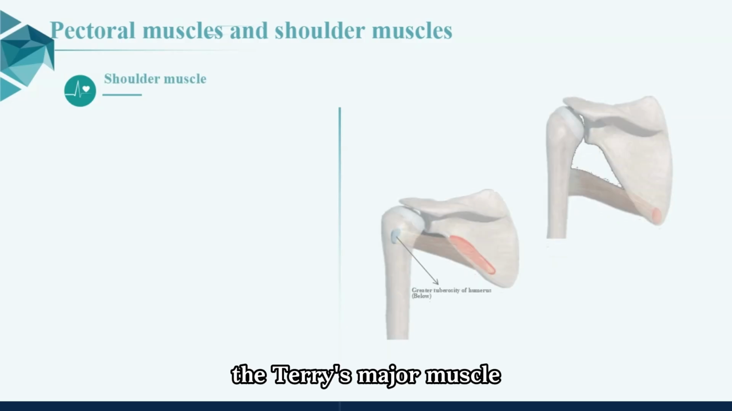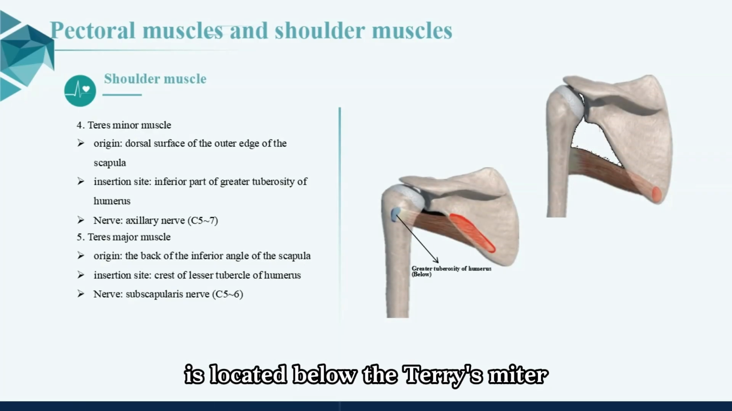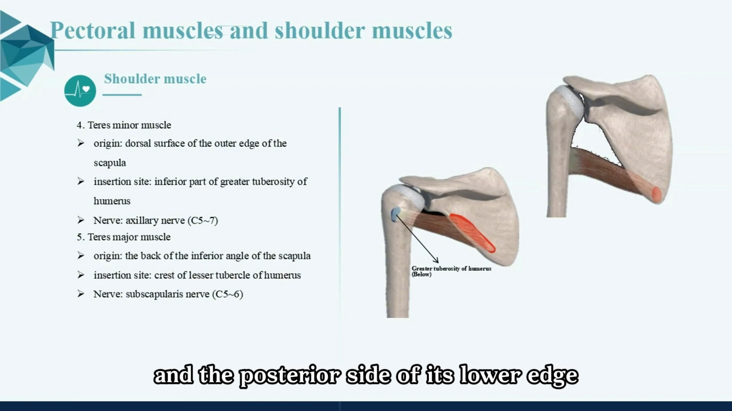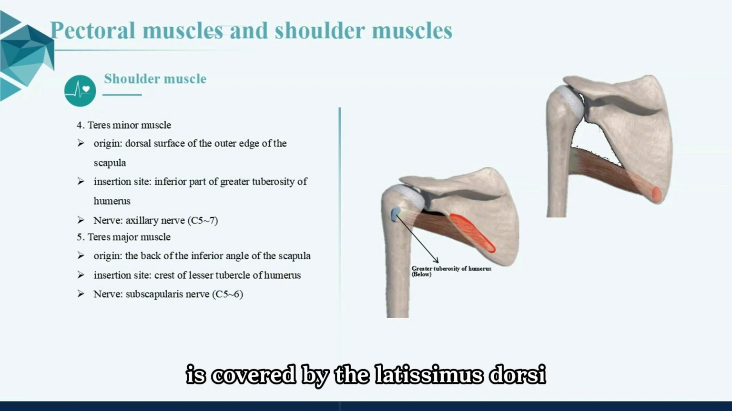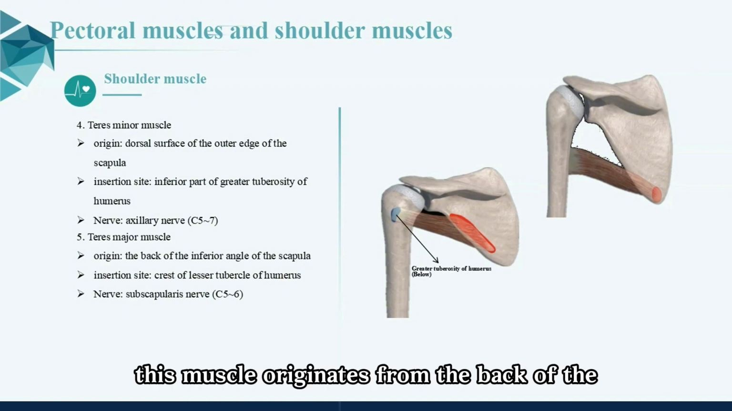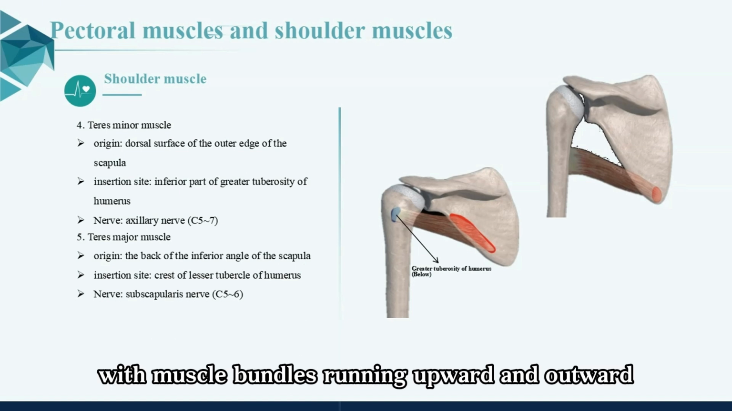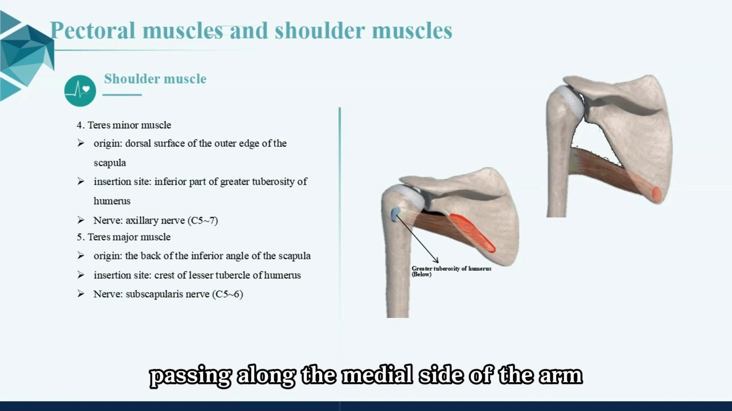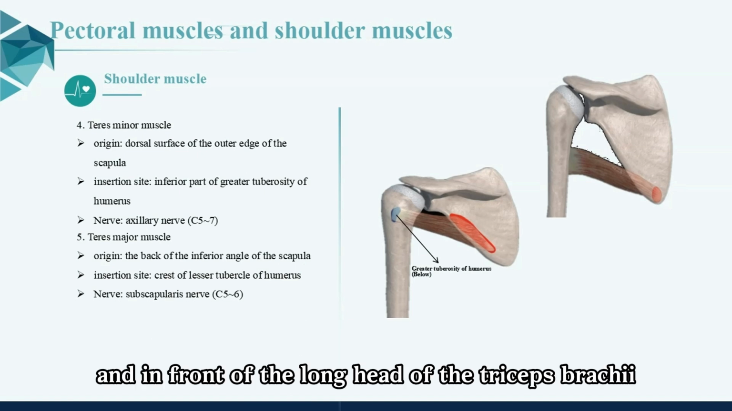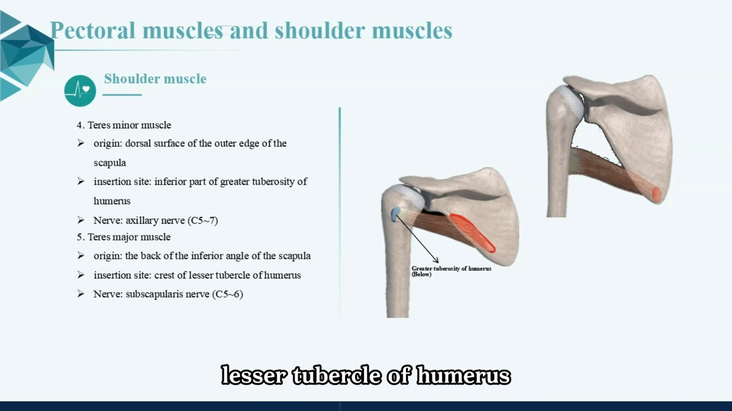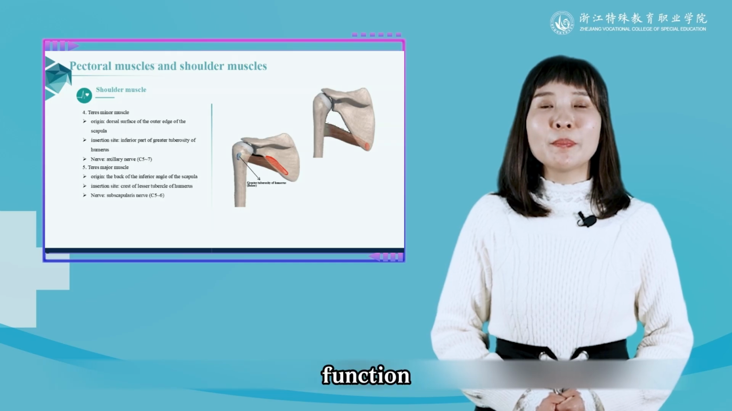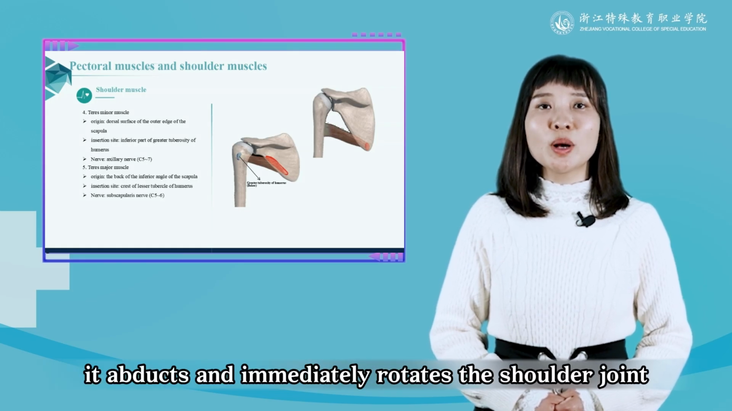The teres major muscle is located below the teres minor, and the posterior side of its lower edge is covered by the latissimus dorsi. This muscle originates from the back of the inferior angle of the scapula, with muscle bundles running upward and outward, passing along the medial side of the arm and in front of the long head of the triceps brachii, and inserting into the crest of lesser tubercle of humerus. Function: it adducts and medially rotates the shoulder joint.